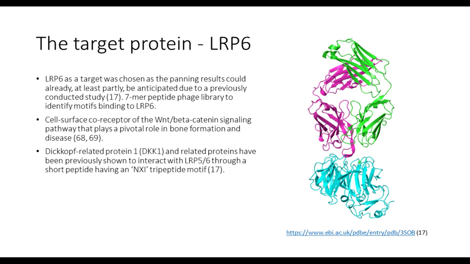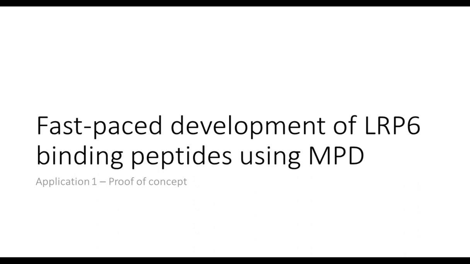Our target protein, as I said before, is LRP6. This has just randomly been chosen. I wanted to use something that has been phaged before in order to show the comparability between multiplex phage display and standard phage display. And LRP6 itself is a cell surface co-receptor of the beta-catenin pathway and has been shown to interact with DKK1. But we are not focused on the biology, we are more interested in the technology here.